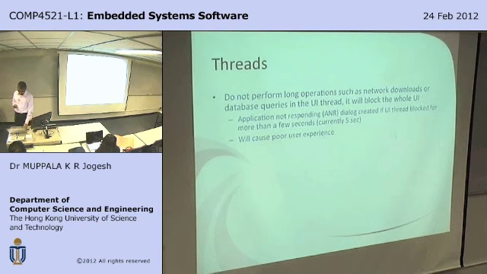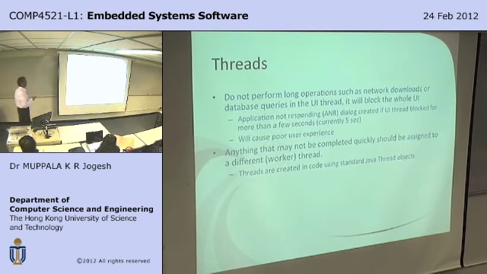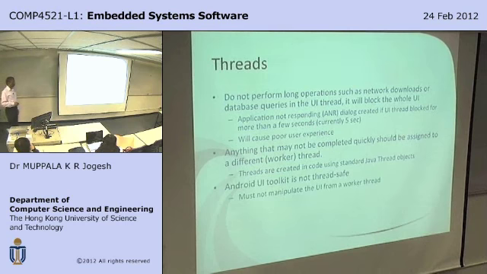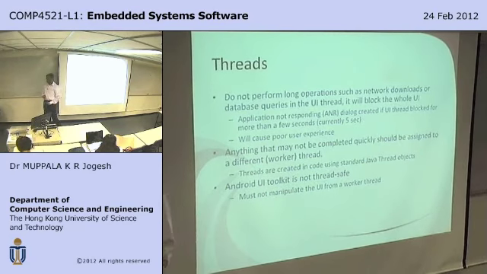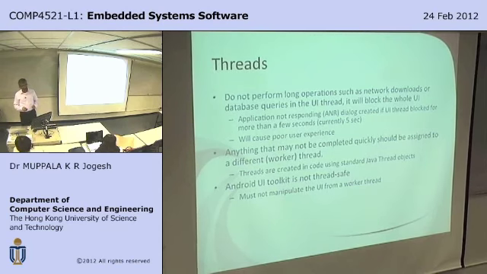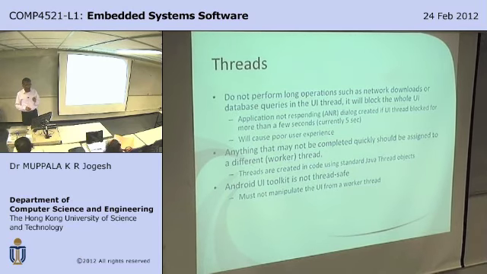So always try and make sure that you don't do things like this. Anything that may not be completed quickly should be assigned to a different thread, to a worker thread. And I'll show you code where you can do that in practice. And fortunately in Android, you simply make use of Java thread facilities for doing this. The UI toolkit itself is not thread safe. What does thread safe mean? If you have heard the term reentrancy, you know what thread safe things are. Let me briefly remind you about it, and then in the next chapter, I will actually explain reentrancy in more detail.